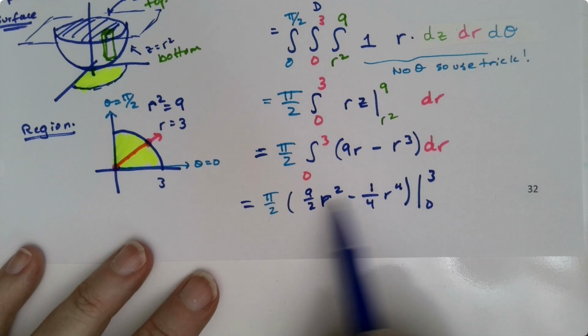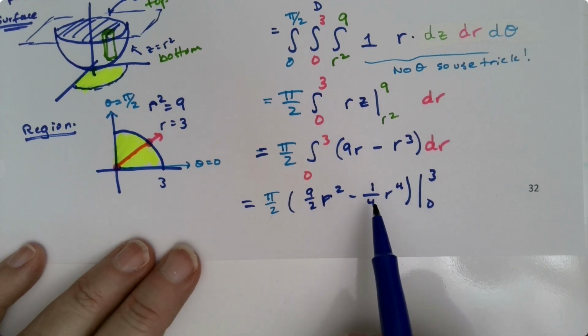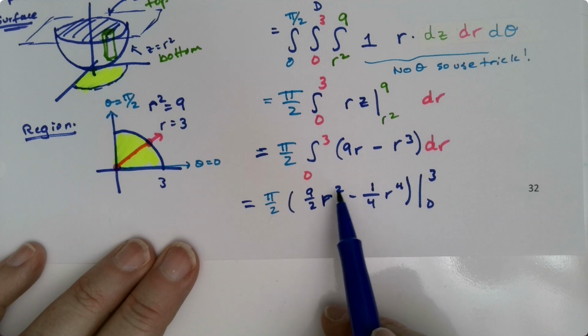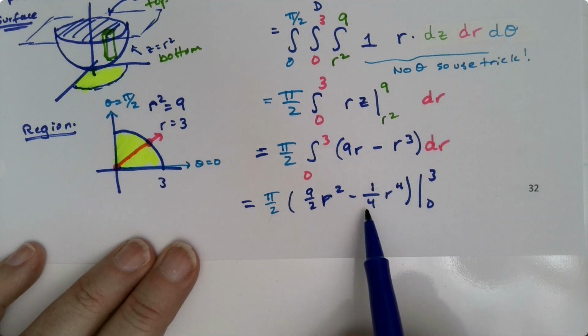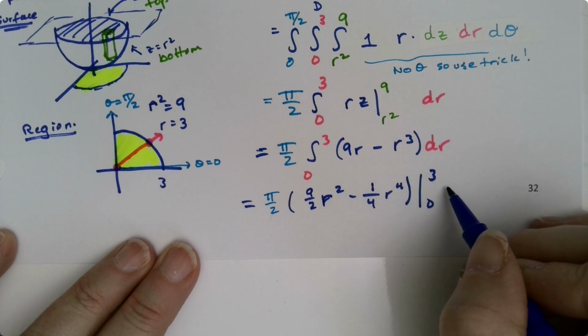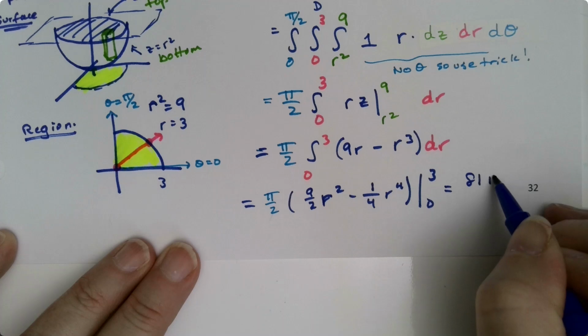The 0 is going to make nothing, because these are polynomials, so no biggie. The 3 will become 81 over 2 minus 81 over 4, so that's 81 over 4. So the whole thing becomes 81 pi divided by 8.